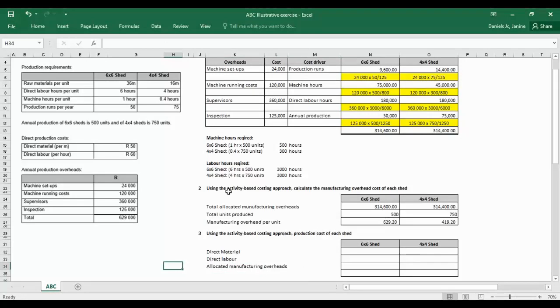Okay, so direct material, they say that the 6x6 shed requires 36 meters. Okay, so 36 meters. And each meter costs 50 rand. So therefore, for the 6x6 shed, we'll have to take the 36 meters required and multiply it by the 50 rand. And then for the 4x4 shed, it will be 16 meters multiplied by the 50 rand.